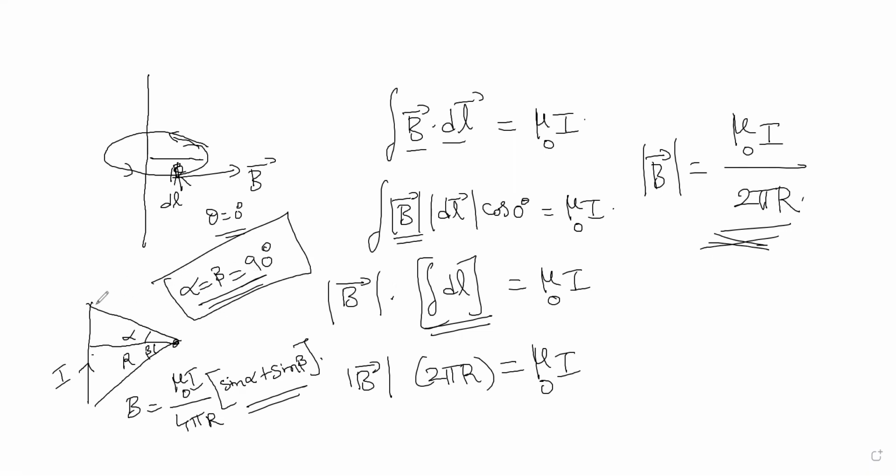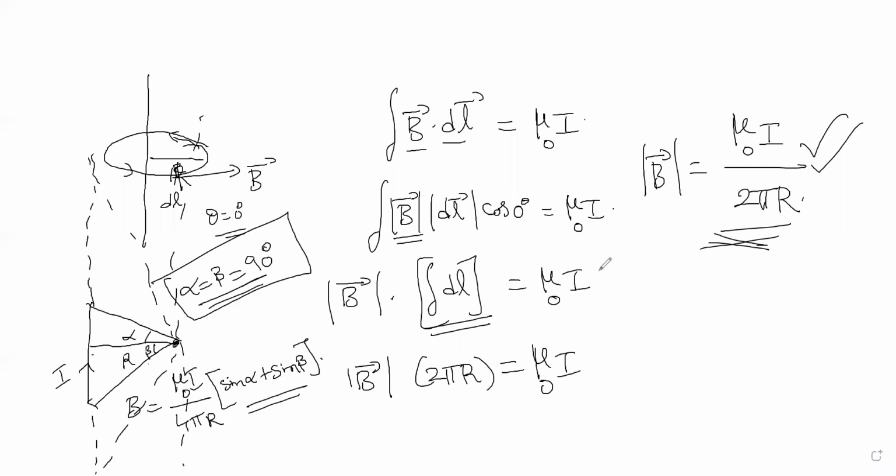Why alpha and beta 90? See, if this conductor starts extending in both ways, the angle alpha and angle beta are increasing. For an infinite conductor, this becomes straight, so the angle goes to 90. For this reason, when you substitute alpha, beta as 90, you get this expression. This is for the infinite conductor.